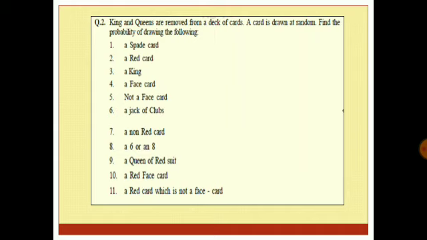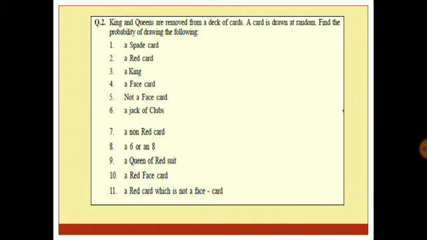A 6 or an 8. What does a 6 or an 8 mean? It can be a 6 or it can be an 8. There are 4 sixes and 4 eights, so the probability comes out to be 8 by 44, which is equal to 2 by 11. A queen of red suit. We all know that all the queens and the kings have been removed. So for a queen of red suit, the probability is 0.